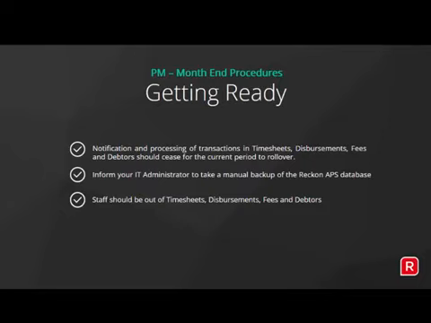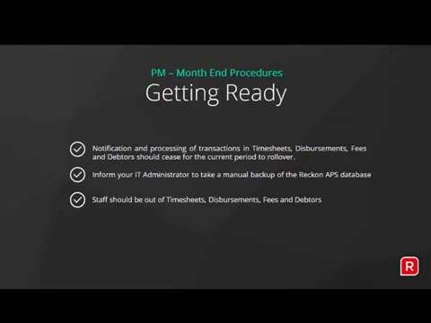So firstly, getting ready. Notification and processing of transactions in timesheets, disbursements, fees and debtors should cease for the current period in order to roll over. We're often asked, when is this optimal? When do practices roll over their month end? Typically this is done within 1 to 2 days of your period end, which is normally a calendar month. So within 1 to 2 days of that finishing, you should be rolled over into the next period.